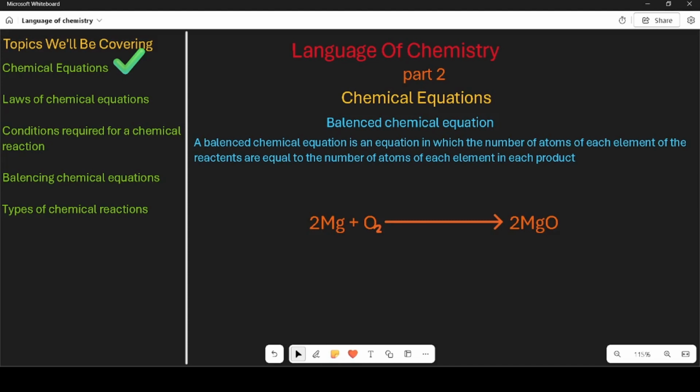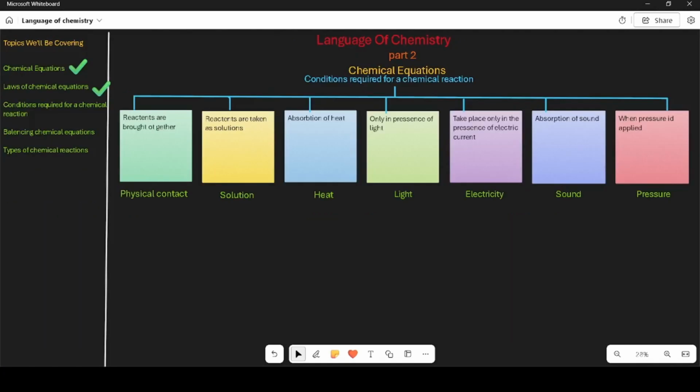Soon we will know how to balance a chemical equation, but before that we will talk about the conditions required for a chemical reaction. There are 7 conditions required for a chemical reaction, and if any one of these is provided, the chemical reaction may take place. The 7 conditions are physical contact, solution, heat, light, electricity, sound, and pressure. Let's discuss them in detail. First, let's start with physical contact.